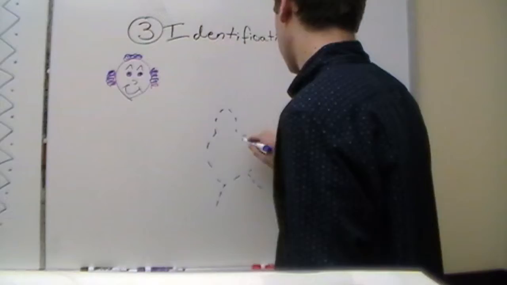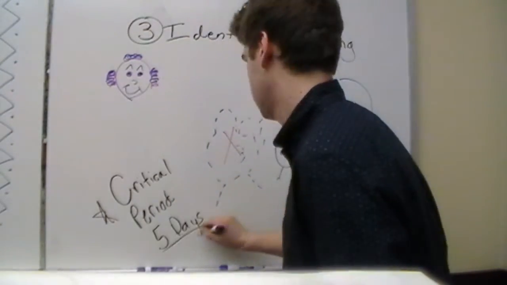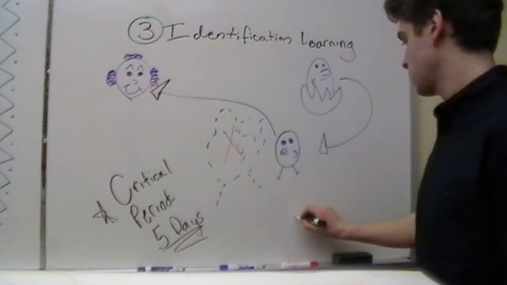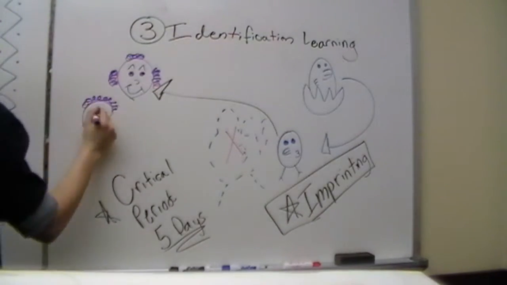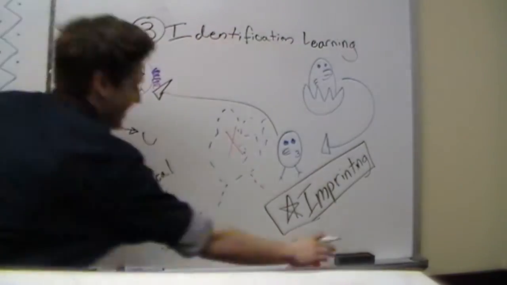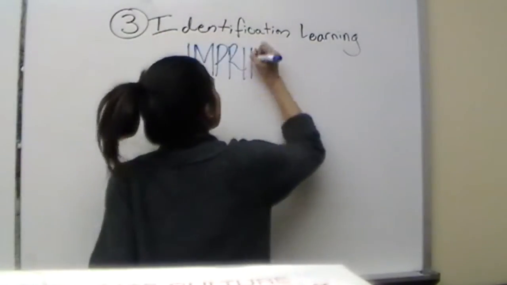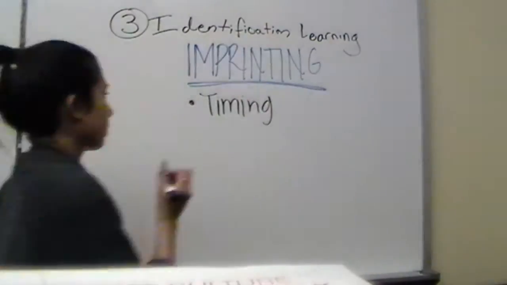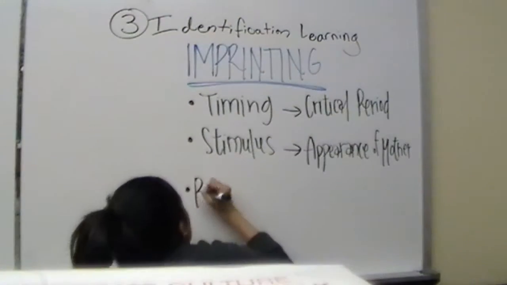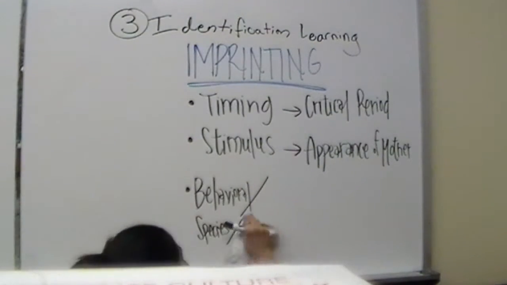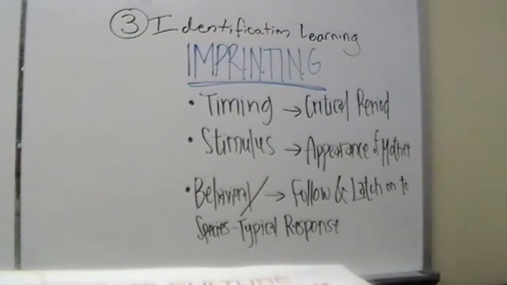He separated a different set of newly hatched chicks from their mother during their species' critical period of 5 days and found that when he entered the room, being the first being they saw, the chicks would follow him. This is called imprinting. Later on, a man named Konrad Lorenz would observe the same behavior in newly hatched goslings. To elaborate further on imprinting, it is a combination of timing, or the critical period, which was 5 days for the chicks, a stimulus, or the appearance of the mother hen, and the behavioral or species-typical response, which was for the chicks to follow and latch on to the first being they saw.